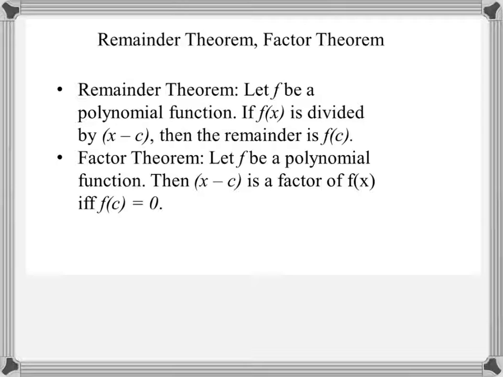And the factor theorem says, let f of x be a polynomial function. Then x minus c is a factor of f of x if and only if f of c equals 0. So that IFF stands for if and only if, and it means that it's bidirectional. So if f of c equals 0, then x minus c is a factor of f of x as well.